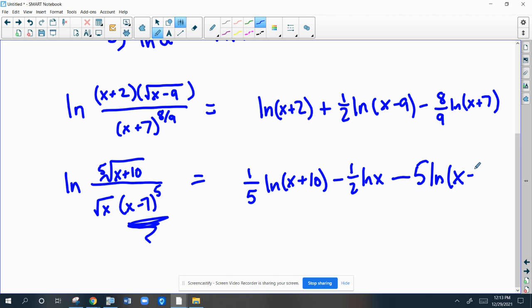It is really easy. Just don't do what you're not allowed to do. If there was a plus between these, you couldn't do that. This only works for quotients, products, and exponents. And that's it. You have to get really good at doing this because it's going to make the derivatives of logs much easier to do. So practice that if you need to.